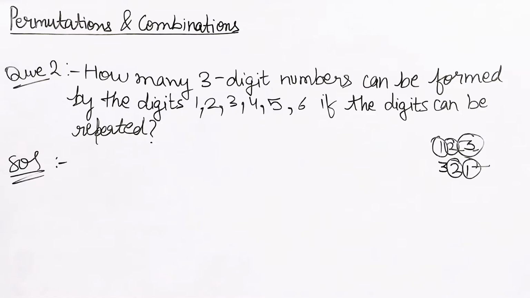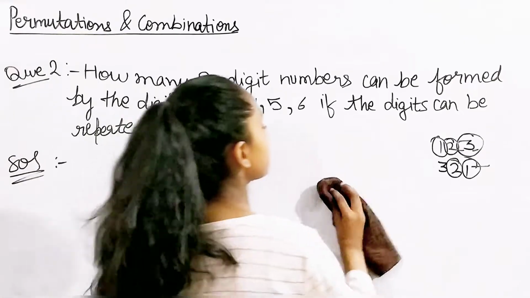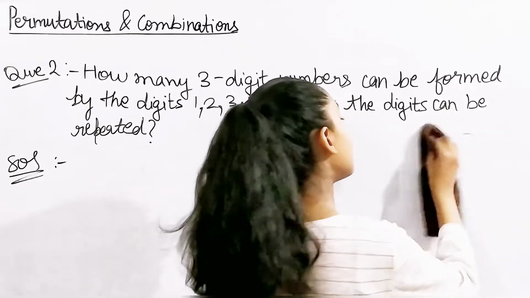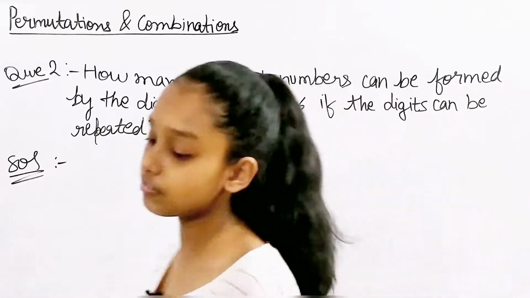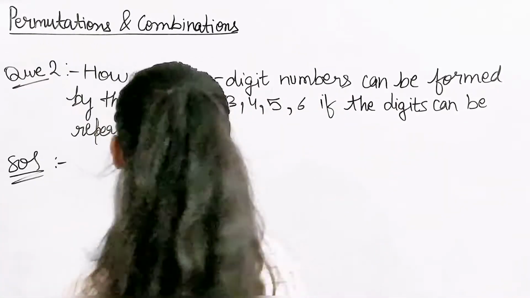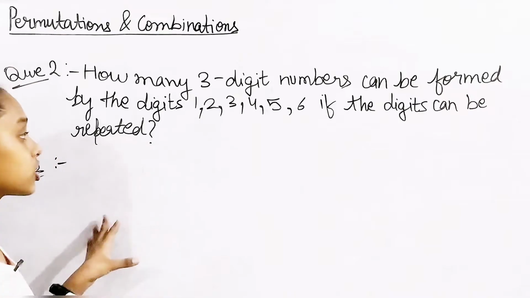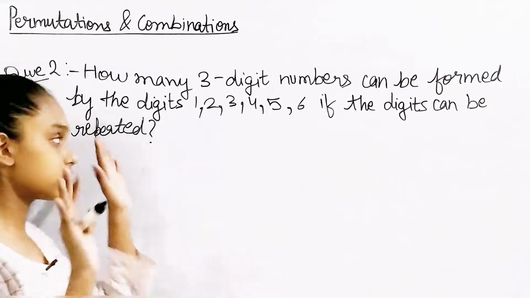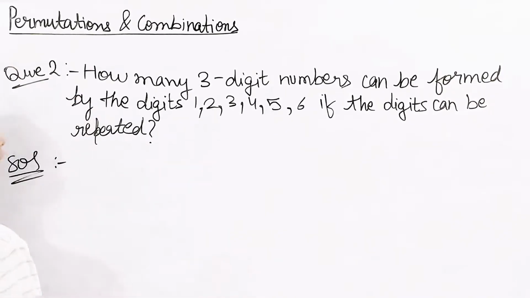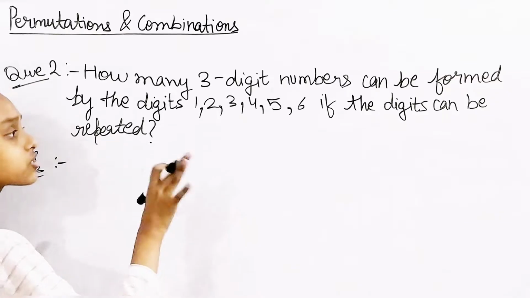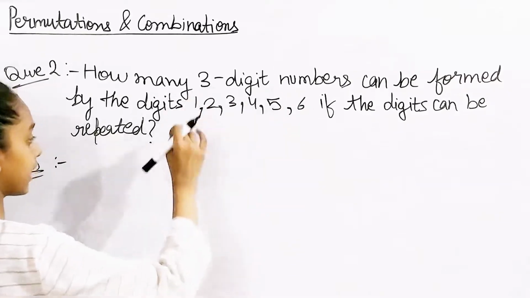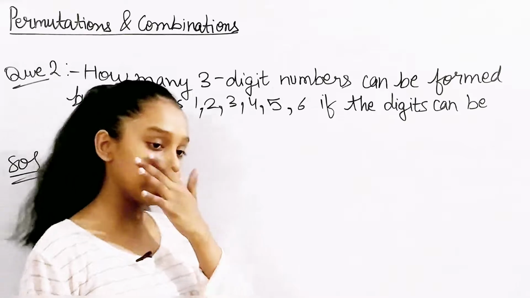But if there's a condition given to us that the digits can't be repeated, then that question will be solved differently, okay? But for now, we have only one condition, that digits can be repeated. So let's solve it fast. How many digits are given to us? 6 digits.